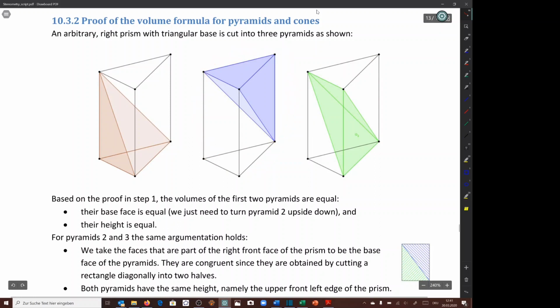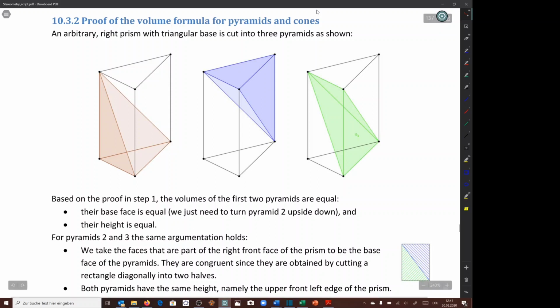We consider now this side to be the base face of the pyramid and this here to be its height, since we have a right angle here. For the third pyramid, we consider this to be its base face, and again here is its height. Here we have a right angle to the base.